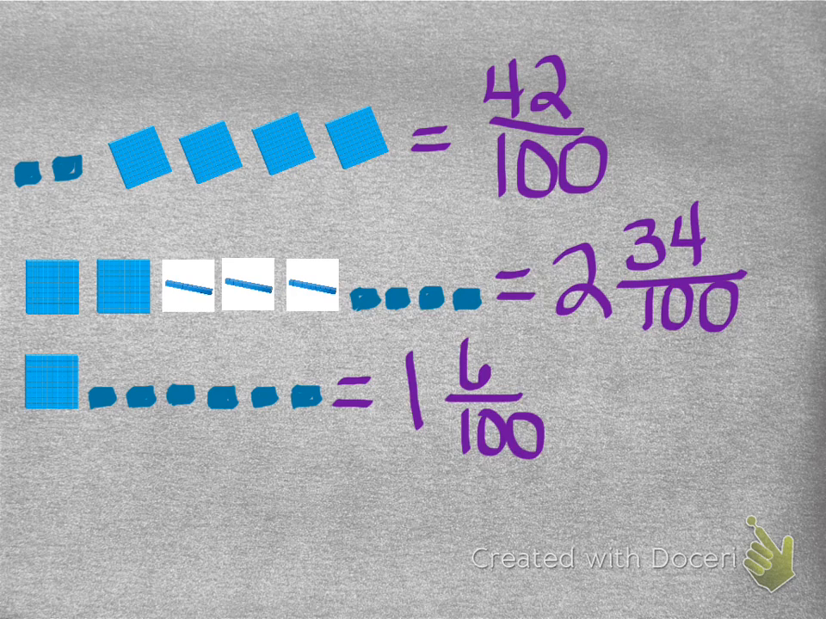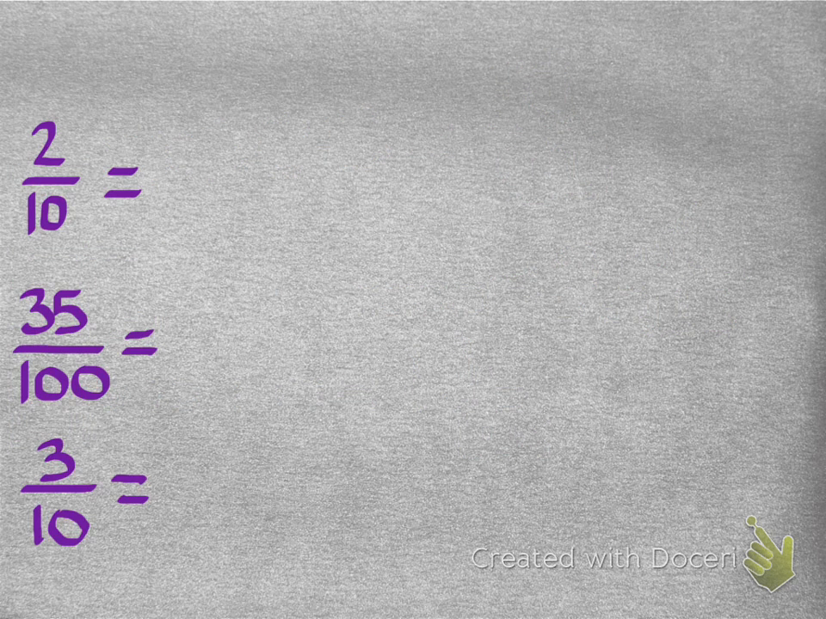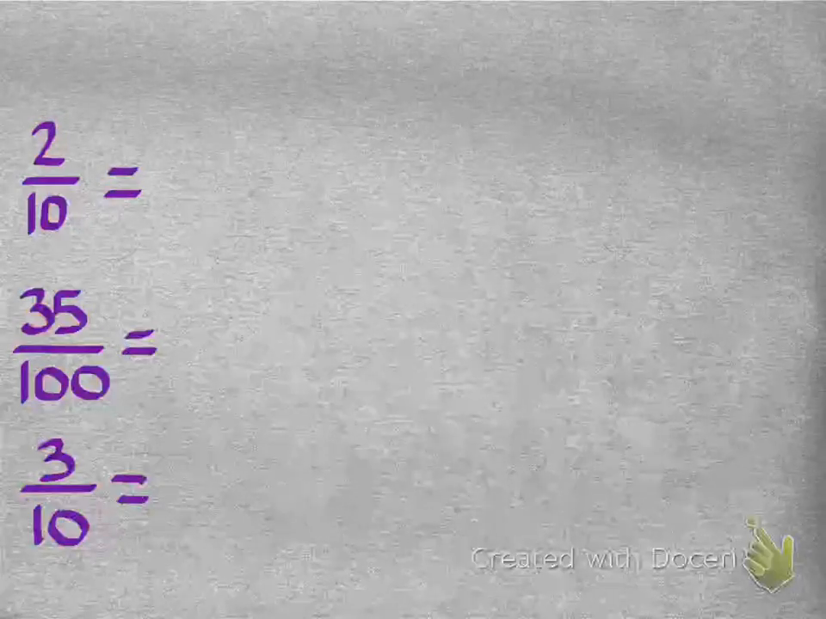Okay? Because this is our whole here in this problem. This was our whole. Actually, we have 2 wholes for that problem. That's why we have a whole number and a fraction, which is called a mixed number. Okay? All right, now we have some fractions.